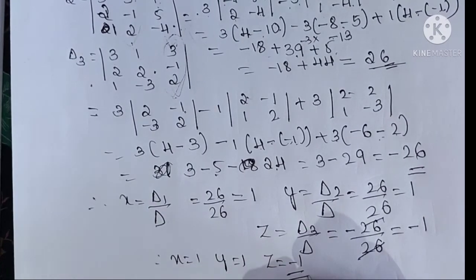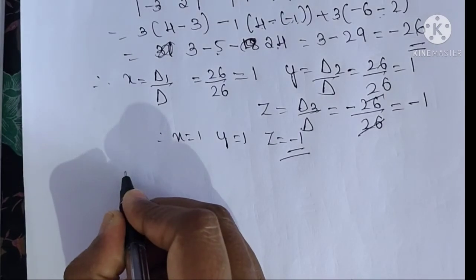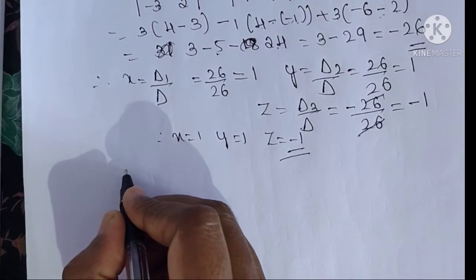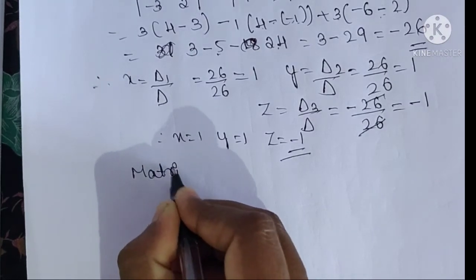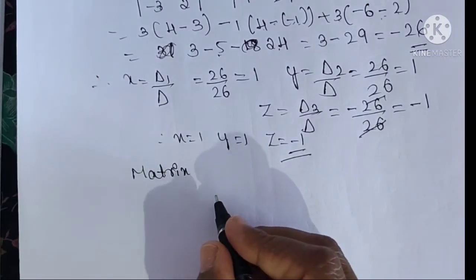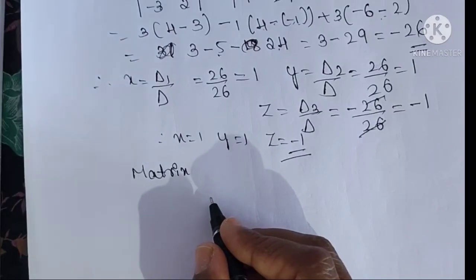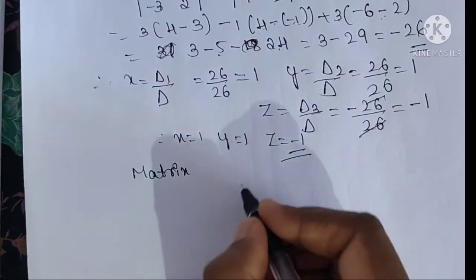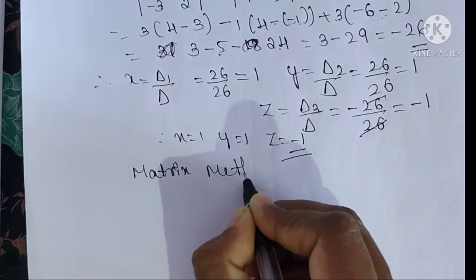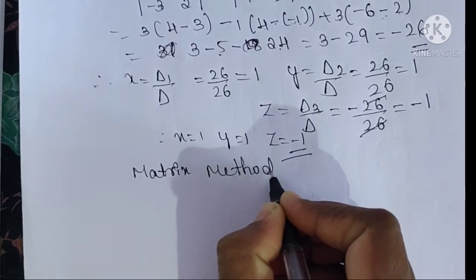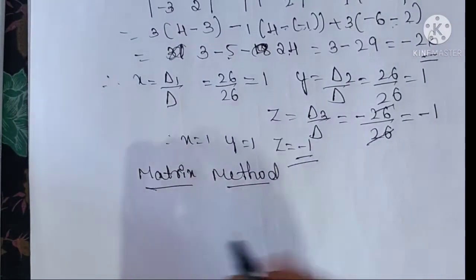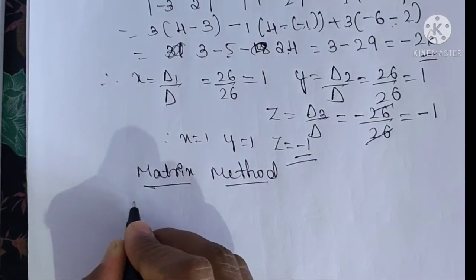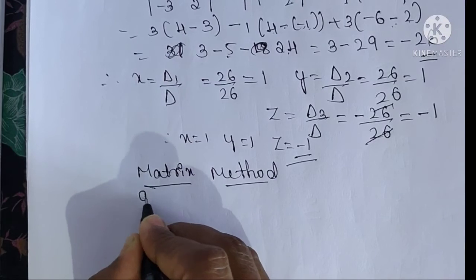Hence the solution. Next method, solution of linear system of equations using matrix method. Using Cramer's rule also we calculated the solution of a system of linear equations. Now using the matrix method also we can find the solution of a system of linear equations. Matrix method means first you consider a system of linear equations.